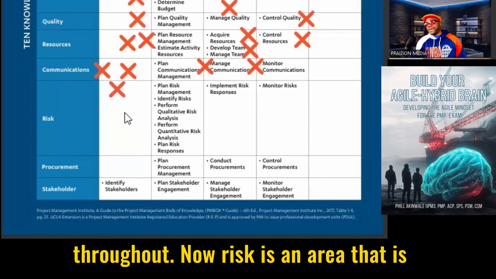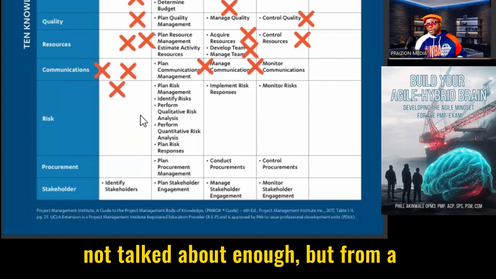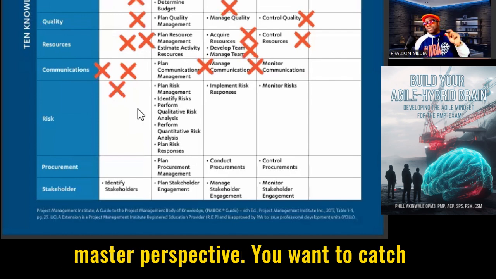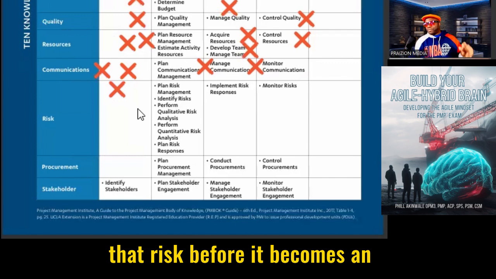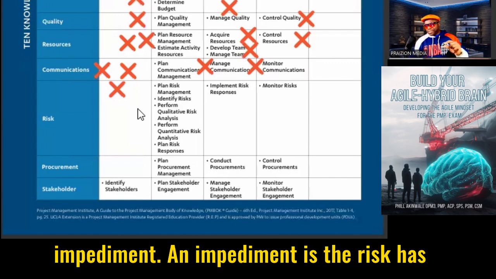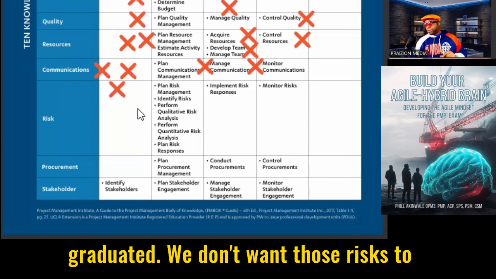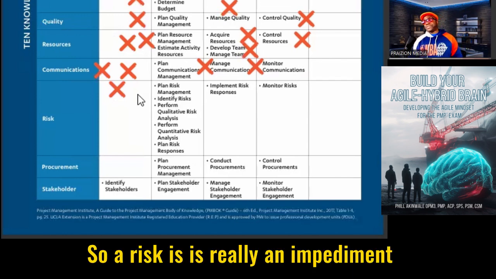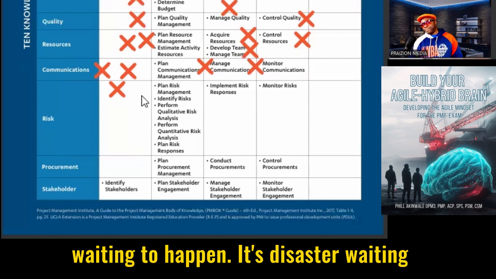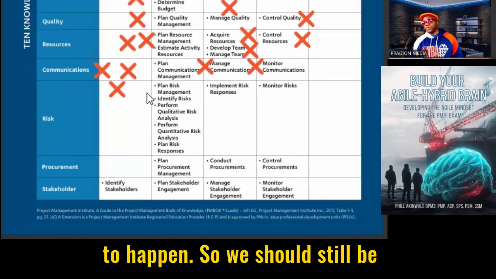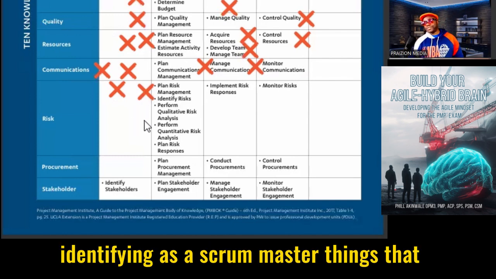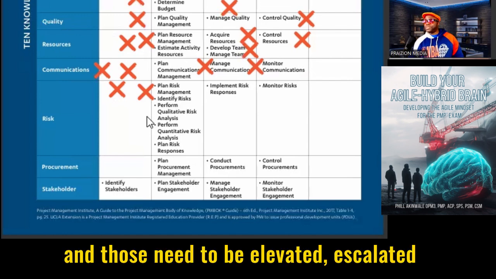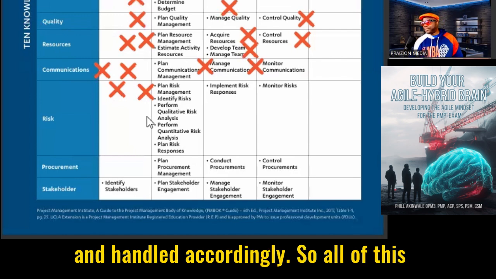Now, risk is an area that is not talked about enough. But from a product owner perspective, from a Scrum Master perspective, you want to catch that risk before it becomes an impediment. An impediment is the risk has graduated. We don't want those risks to graduate, right? So a risk is really an impediment waiting to happen. It's a disaster waiting to happen. So we should still be identifying as a Scrum Master things that could potentially go wrong, and as a team. And those need to be elevated, escalated, and handled accordingly.